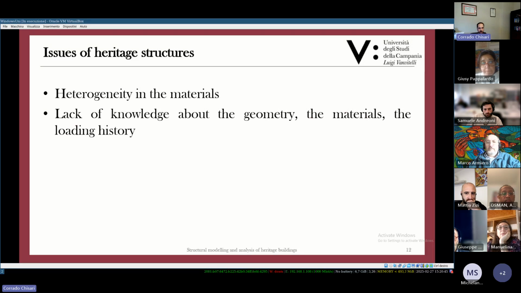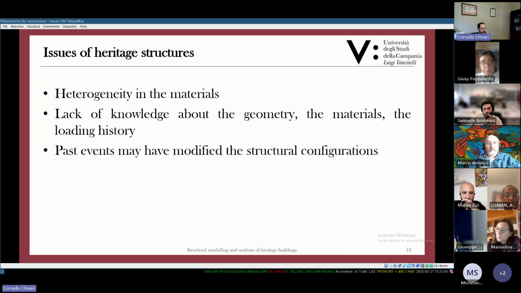We have a lack of knowledge about geometry, materials, and loading history. And think of geometry, we don't have any documentation usually, or I mean, original historical documentation on how the building was conceived. And so we need to get to know our structure, and we have specific methodologies to do this.